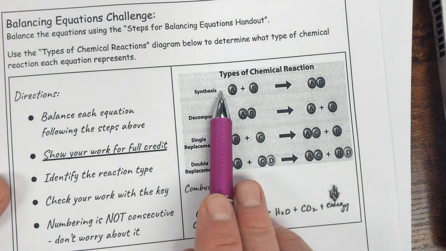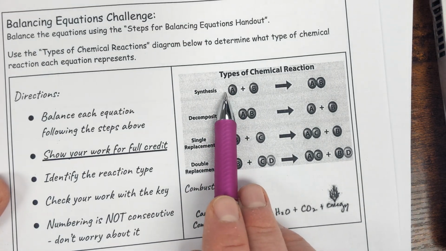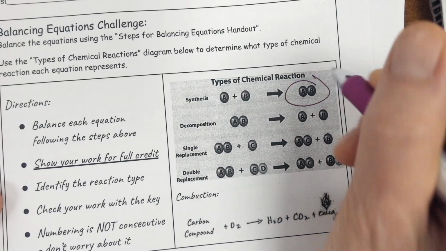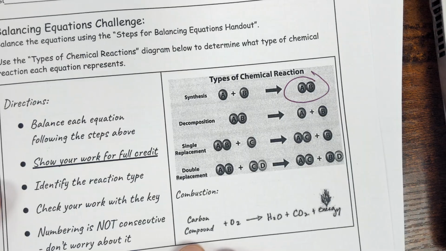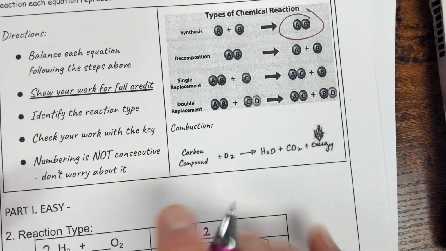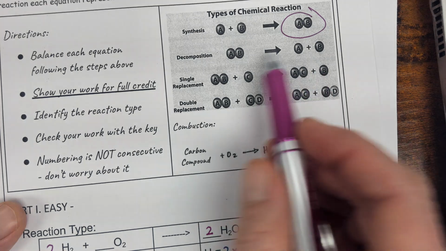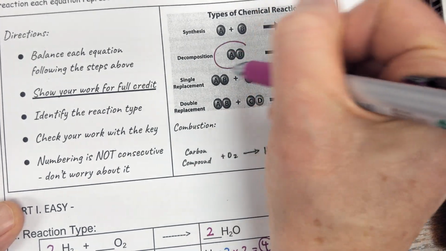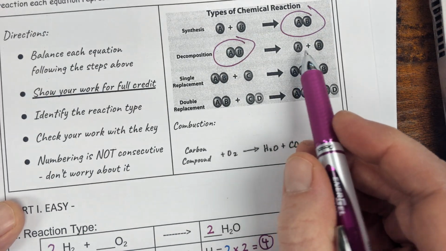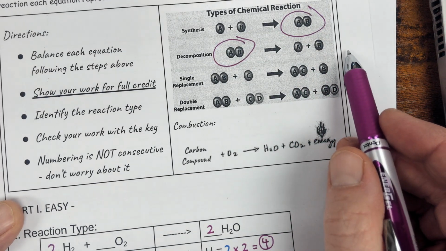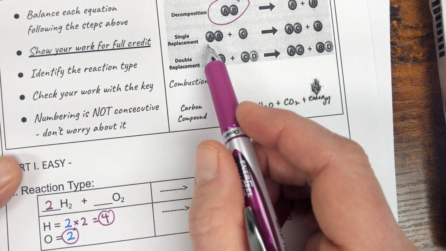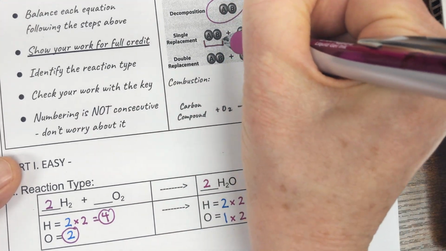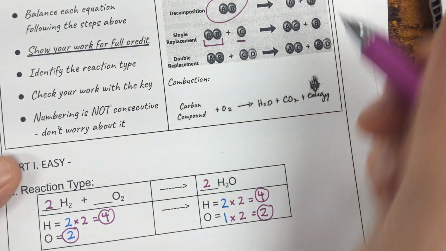Synthesis, we have 2 things, well, any number of things coming together to make one thing. So the key thing here is you'll have only one thing on the product side of the equation. In our decomposition reaction, it's the opposite situation. We have only one thing on our reactant side of the equation, breaking down to 2 or more things on the product side.